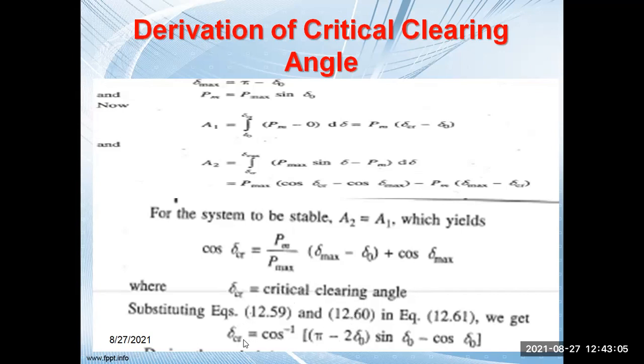Now this delta CR will be what? Delta CR will be cos inverse of this whole term. This Pm by Pmax equal to your sine delta 0. And delta max equal to, you can substitute pi minus delta 0, so this becomes pi minus 2 delta 0. Then this is sine delta 0. And this cos delta max, if you substitute pi minus delta 0, will be minus cos delta 0. Is it clear, this critical clearing angle?